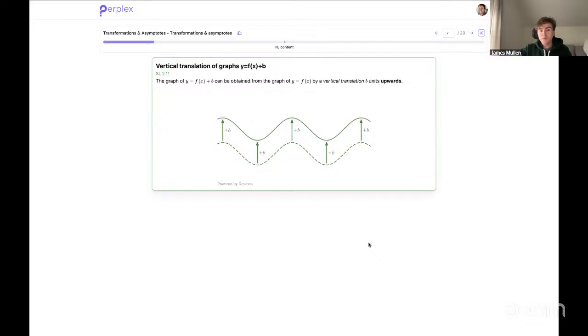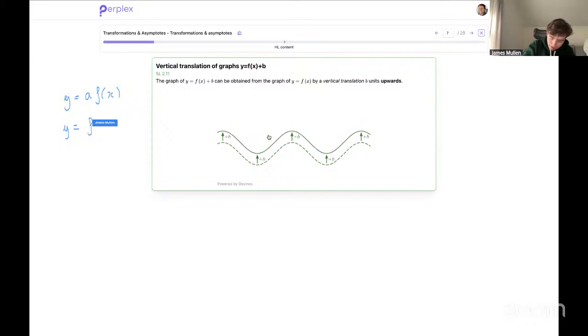Other types of transformations, vertical translations. So if instead of doing y is equal to a f of x, I would have y is equal to f of x plus b, which means whatever y value I have, I'm just going to add b to each one, which means I'm shifting the entire graph up, or down if b is negative, by b.